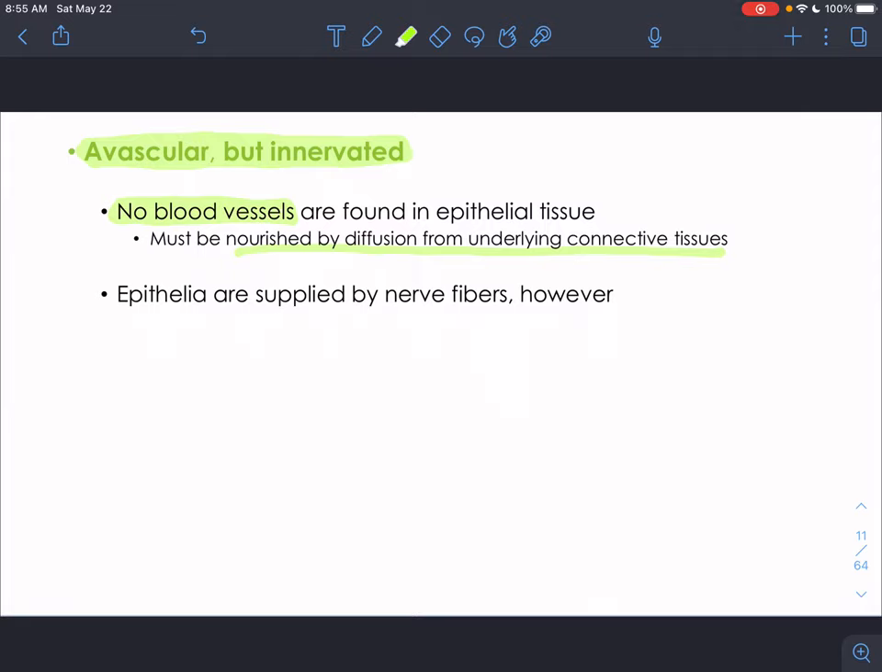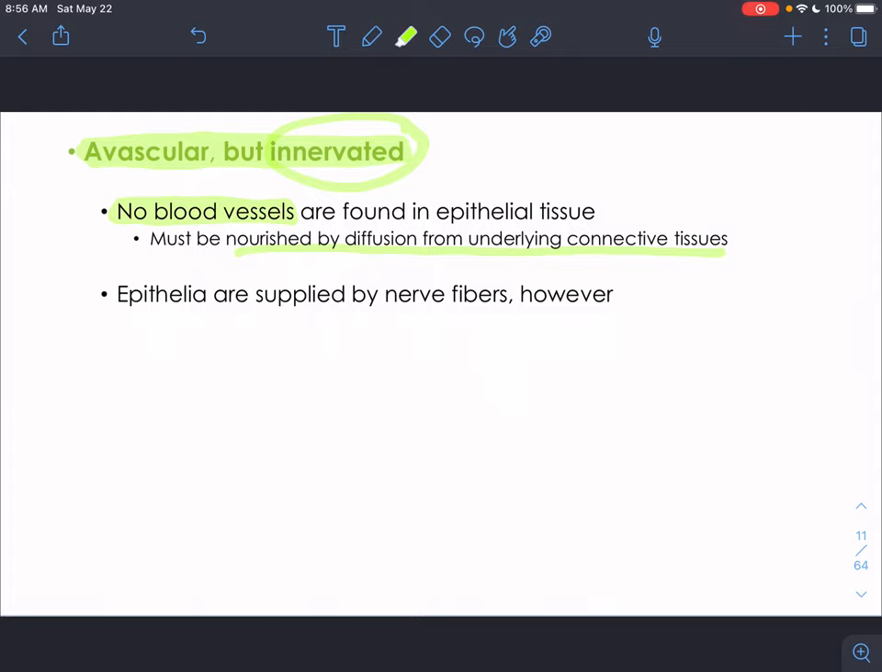So our connective tissues underneath have vasculation, right? So they have blood vessels running through them, so they can get nutrients directly from the blood, but the more superficial epithelial tissue doesn't have any blood vessels or any direct supply of nutrition, okay, which is not a bad thing, but it just means that it has to get its nourishment via diffusion from the connective tissues. Okay, so it's avascular but innervated.